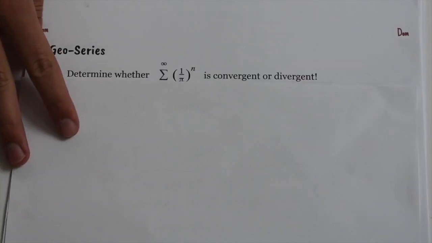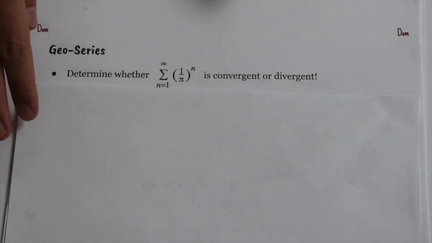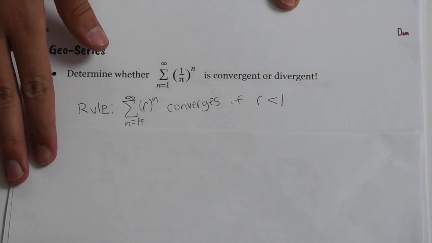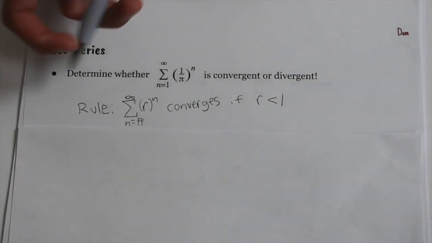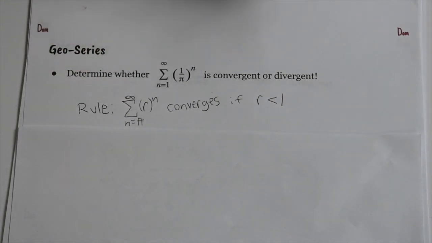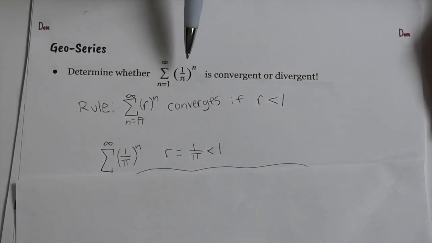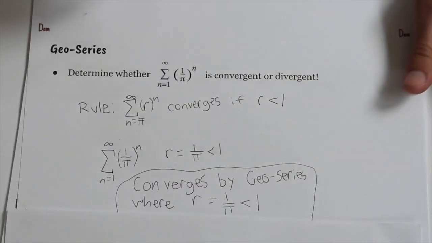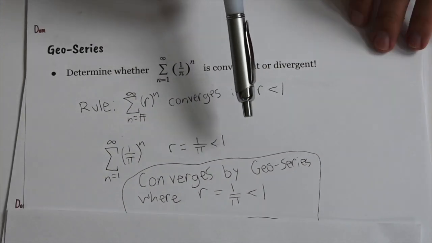So the problem is determine whether the summation from 1 to infinity of 1 over pi to the n is convergent or divergent. And so we just have to remember our rule for geoseries. If the summation from some number to infinity of r to the n, if the constant r is less than 1, we know it must converge. So let's look at this one. We know that r is 1 over pi here, and that's less than 1. And so we know it converges by the geoseries because r is 1 over pi, which is less than 1.